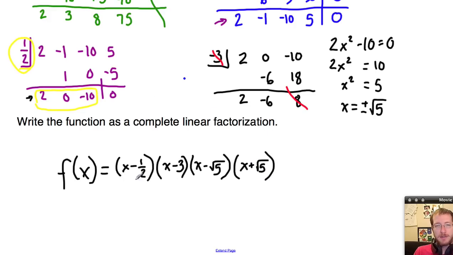Okay, so our linear factorization is done. And if you'd like to multiply this first guy by 2, so we don't have a fraction in there, then you would get 2x minus 1 in place of this guy. Okay.